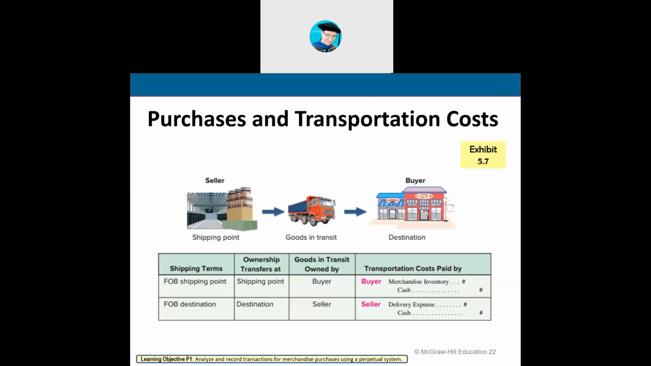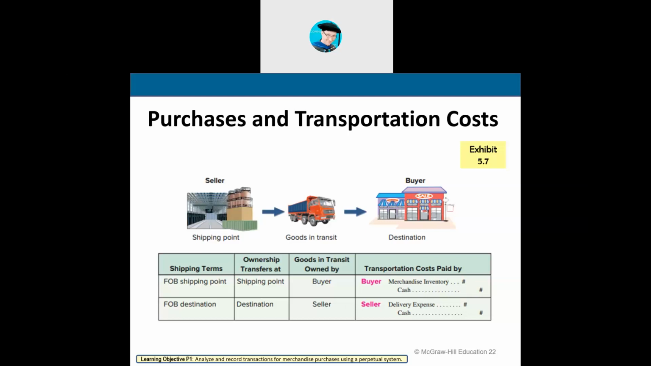Who's responsible for it? Okay. So when you see free on board shipping point, it means that the buyer is responsible for the product as it's in transit. And so the buyer pays for the transportation cost to get it to us. And to do that, we debit merchandise inventory by the cost of the transit to increase the total cost of inventory. And we credit cash.